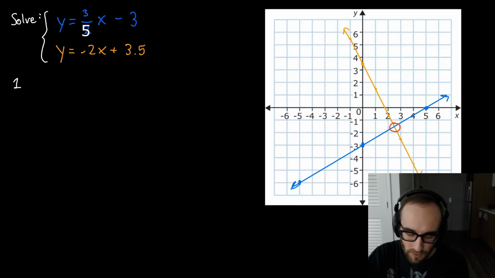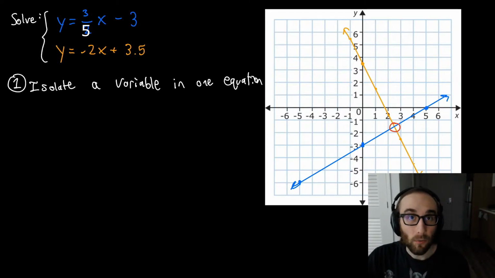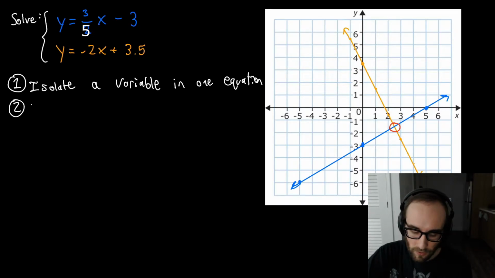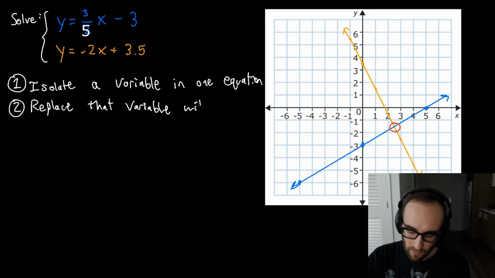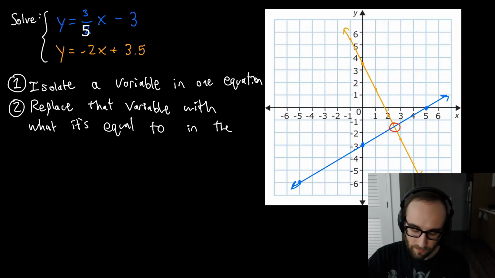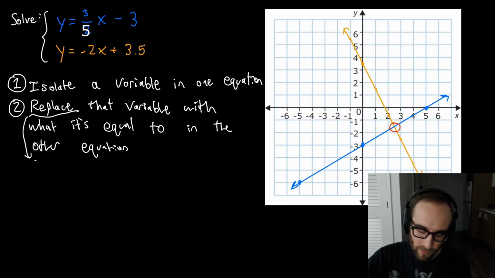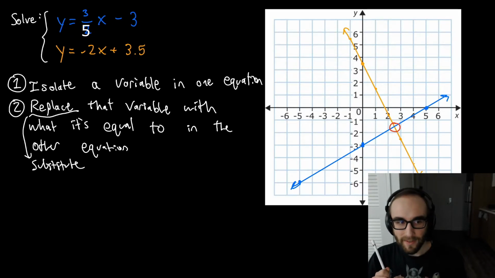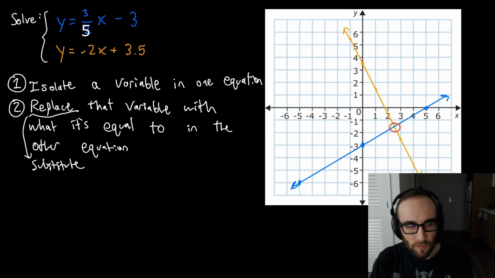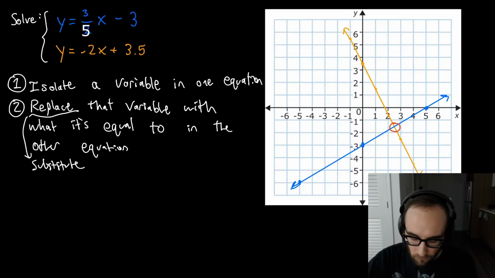Okay, substitution involves two steps. First, we want to isolate a variable in one equation, to make sure that a variable is by itself on one side. And then after we isolate a variable, what we're going to do is replace that variable that we isolated with what it's equal to, and we're doing that in the other equation. Another word for replace is to substitute, hence the name substitution.